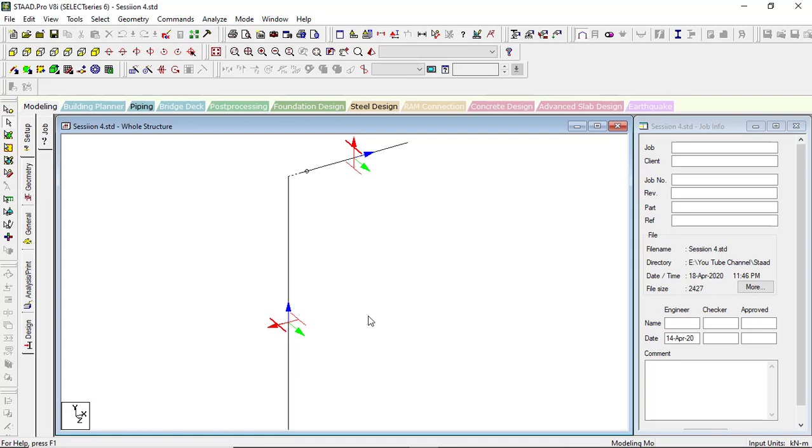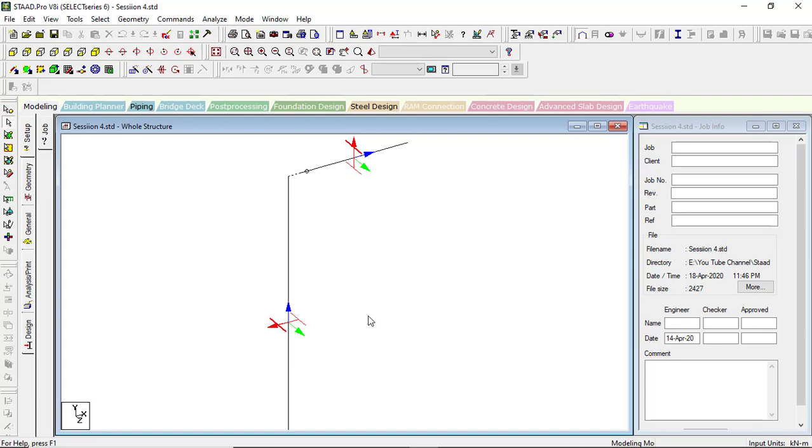So ultimately x is represented by blue, z is represented by green, and y is represented by red. Please note this down. Once again I am repeating: blue axis means x axis, green axis means z axis, and red axis means y axis. So from this you can identify whether your axis will be major axis or minor axis from the color itself. Now the local and global axis may be the same or different, as I already discussed. It is not necessary that both the axes should match.